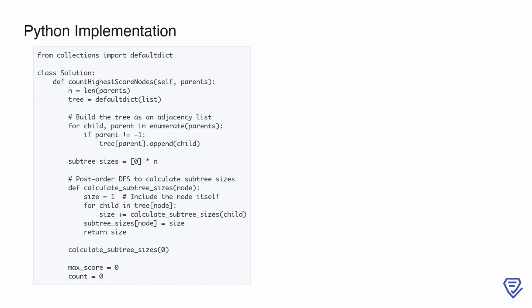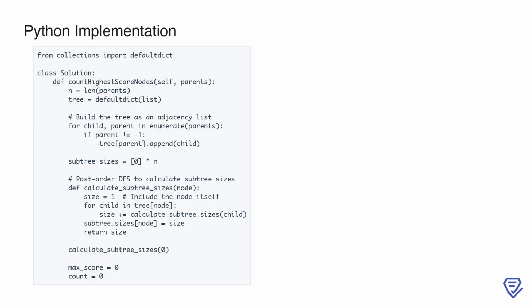Here, we begin by importing the defaultdict class from the collections module to help us efficiently represent the tree structure. Next, we define the countHighestScoreNodes method within the Solution class, which takes a list called parents as input. This list represents the tree, where parents[i] indicates the parent of node i, and a value of -1 means the node is the root.